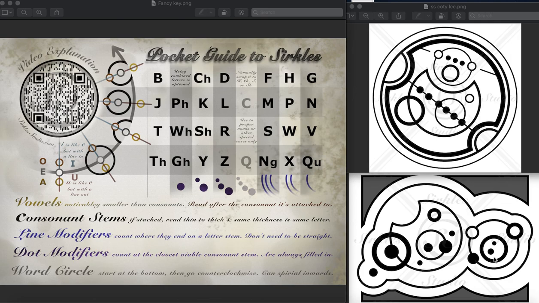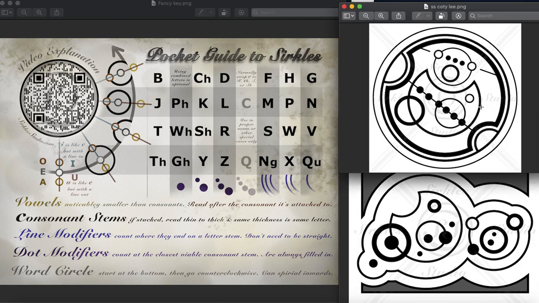And here we have Coty Lee kind of framed by a 14 by 11 frame, which would make a good print. So yeah, that's that design.